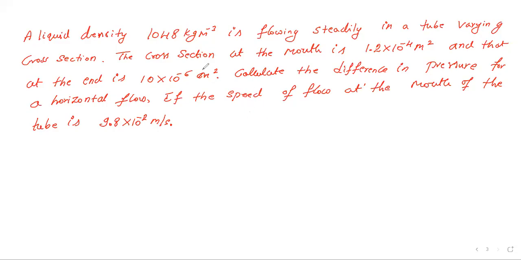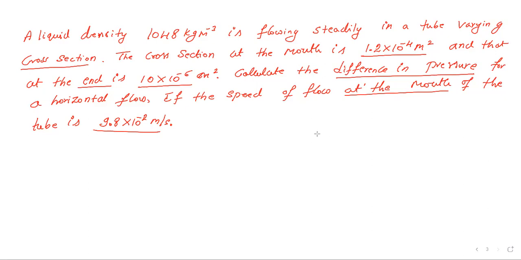A liquid of density 1048 kg per meter cube is flowing steadily in a tube of varying cross section. So it is not uniform. The cross section at the mouth is given, and that at the end is 10 × 10^-6 m². Calculate the difference in pressure for the horizontal flow, if the speed of the flow at the mouth is given. Let's see the diagram.